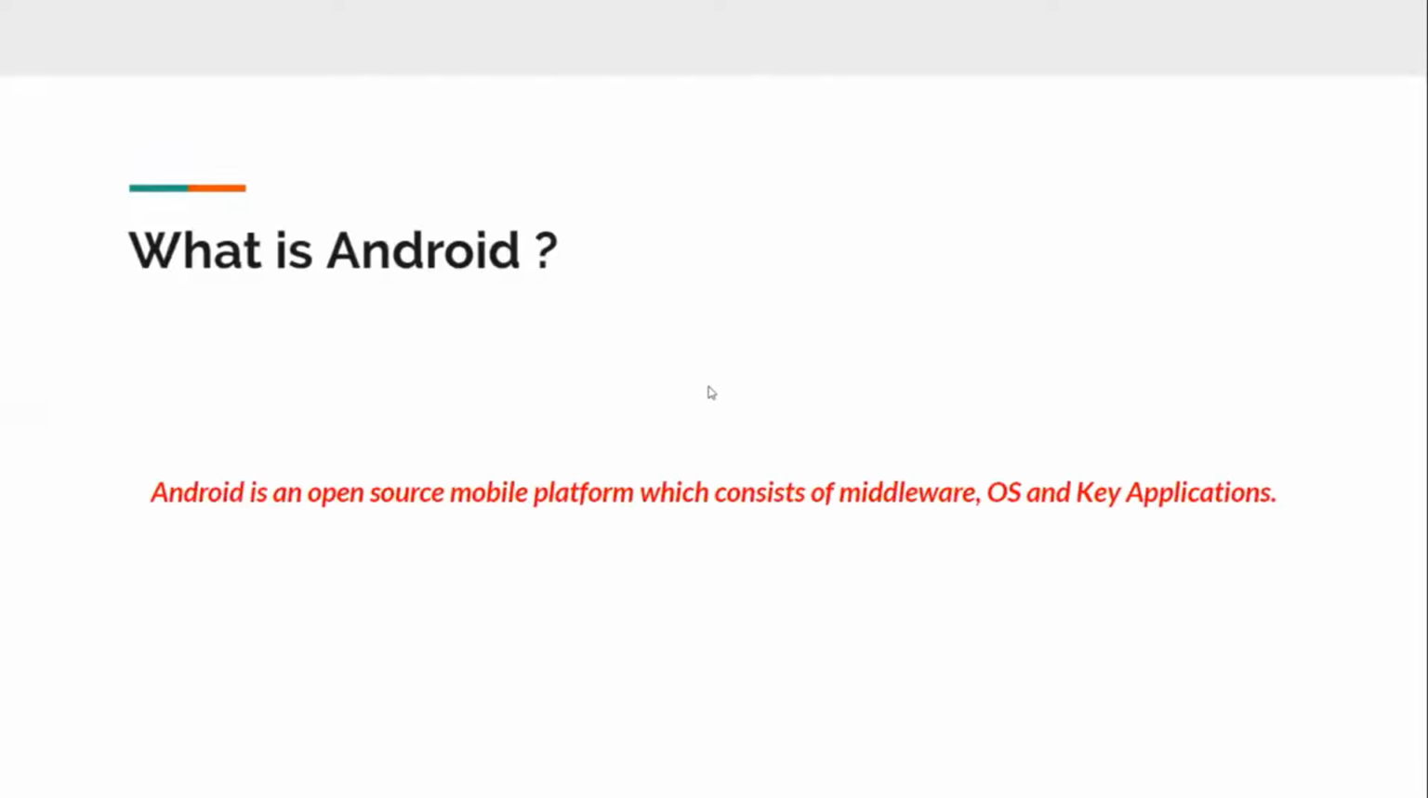Android is an open source mobile platform which consists of middleware, operating system, and key applications. Now, this definition looks quite soothing, but it is not very clear. So let's break down this definition into small jargon words.